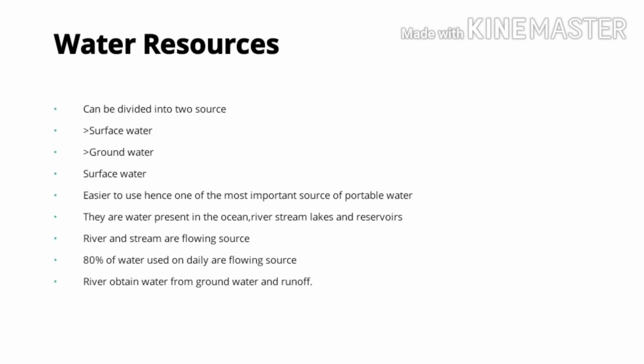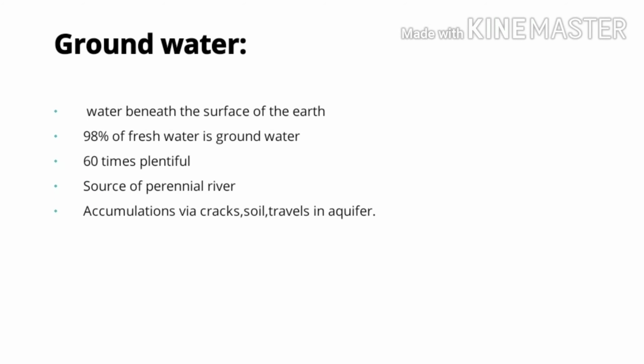A river obtains its water from two sources, that is groundwater and runoff. Groundwater, as we already know, is found beneath the surface of the earth. 98% of the earth's available fresh water is groundwater. It is 60 times as plentiful as the fresh water found on the surface in lakes and streams. Groundwater is of immense importance because it is a feeder to the streams. That means groundwater provides water to the perennial rivers.